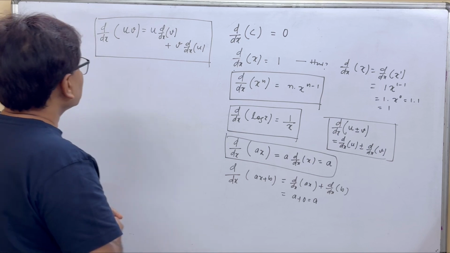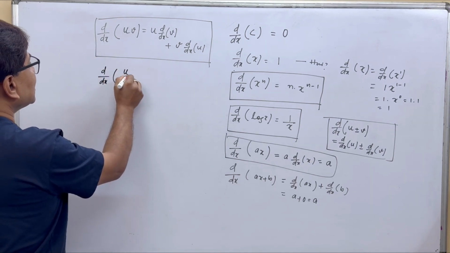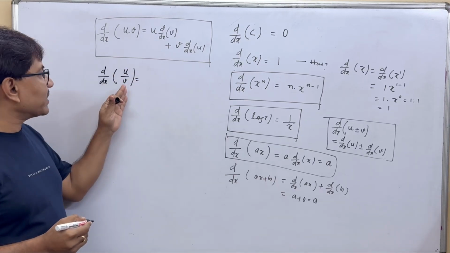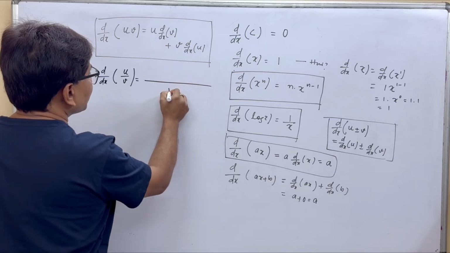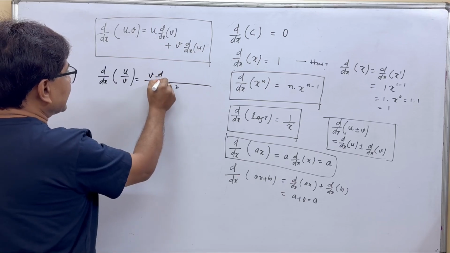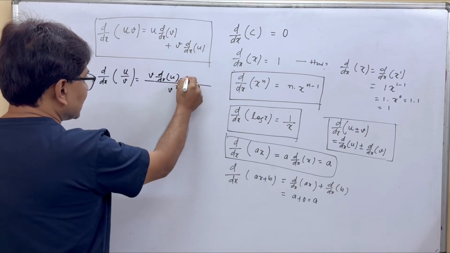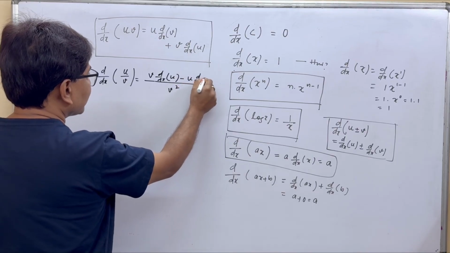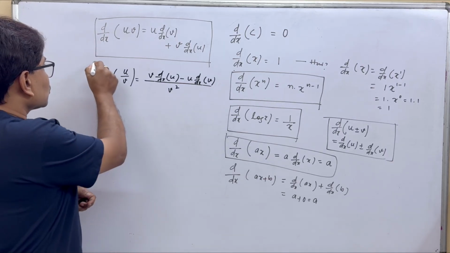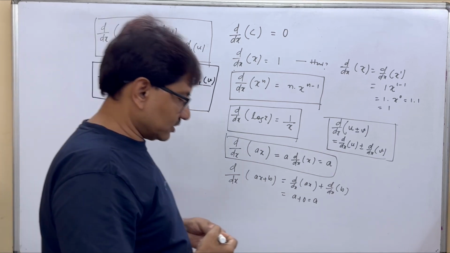Now if it is the situation d/dx of u by v, in that case, again I am telling, both are variables. First the denominator square we are writing, and then again the denominator times d/dx of numerator minus numerator times d/dx of v. So this formula I hope is clear to you. Check it.